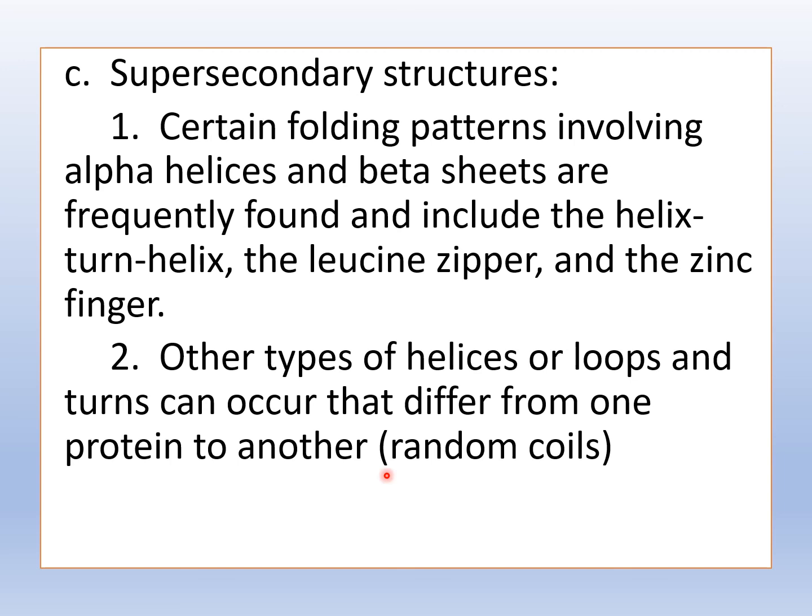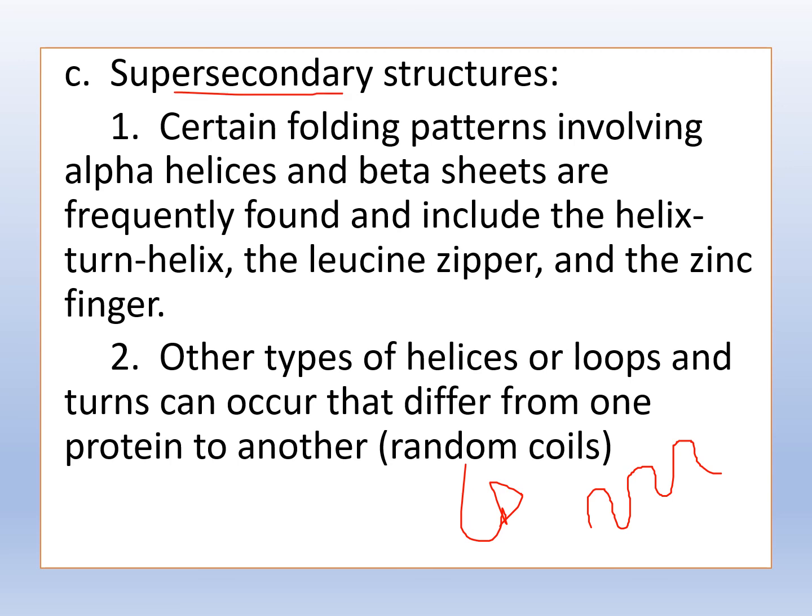We try to somehow differentiate random coils from the secondary structure. When you say random coils, there is no bonding at all, right? No bonding at all. There's no definite shape. They're just random coils.